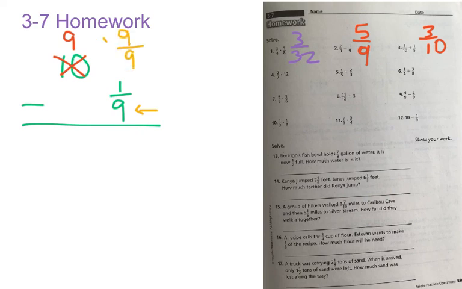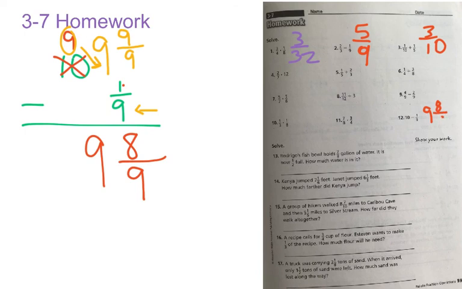So now what we have is 9, this 9 here is our whole number, 9 and 9/9 minus 1/9. And now we can simply subtract our fractions. 9 minus 1 is equal to 8. Our denominator stays the same, which is 9, and 9 minus nothing is equal to 9. So our answer here for number 12 is going to be 9 and 8/9.